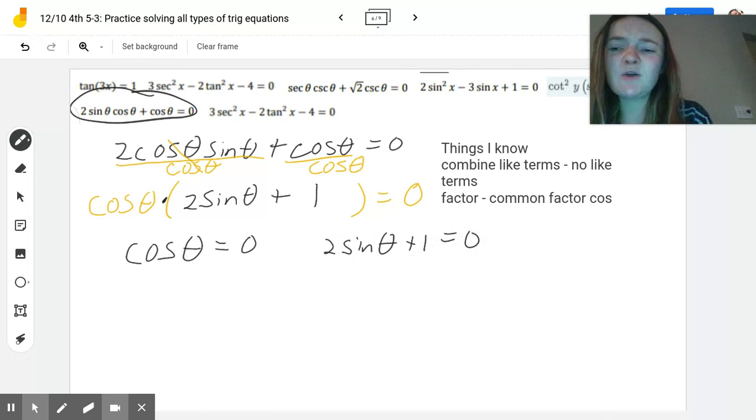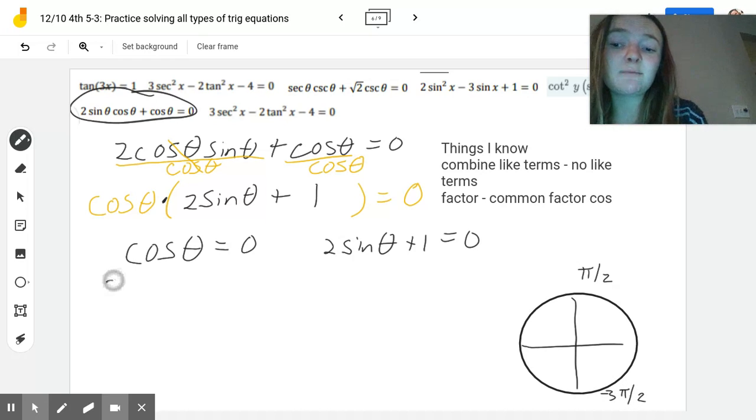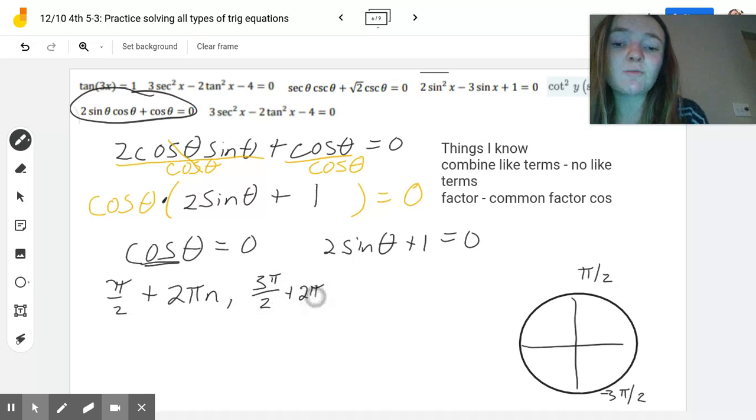So where does cosine of theta equal 0? Well, cosine is equal to 0 here at pi over 2, and it's equal to 0 here at 3 pi over 2. So we're going to say pi over 2 plus the period of cosine, which is 2 pi n, and 3 pi over 2 plus the period of cosine, which is 2 pi n. All right, let's go ahead and solve the other part. So we know half the answer.